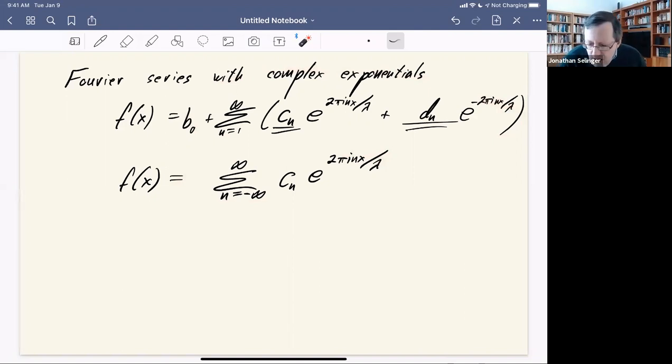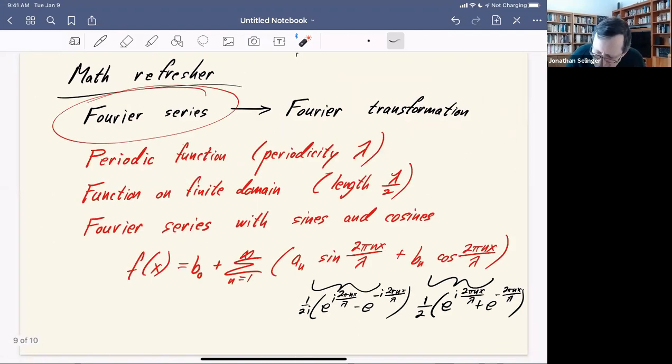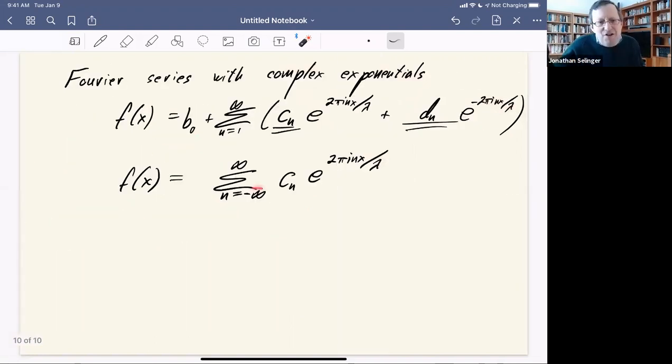And so now instead of having 3 kinds of coefficients there, there, and there, I just have 1 kind of coefficient there. But it's the same sum. It's the same way of describing the problem. So this is now going to be my favorite way to write a Fourier series.